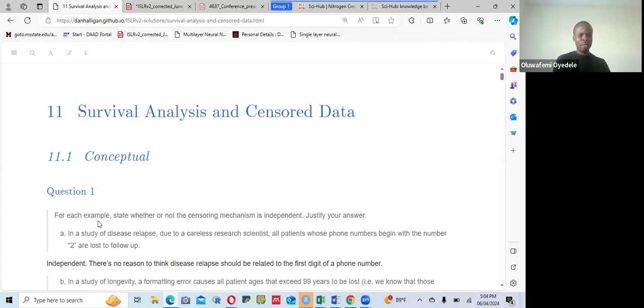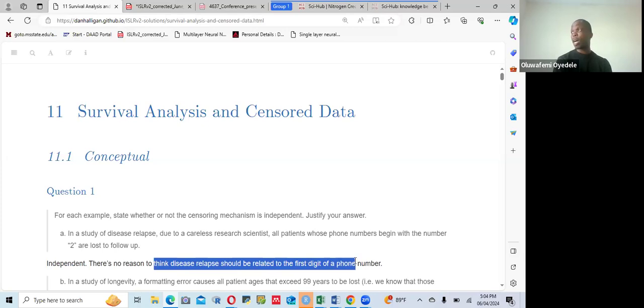So we can see in the book that this is independent, because there is no reason to think disease relapse should be related to the first digit of the phone number.